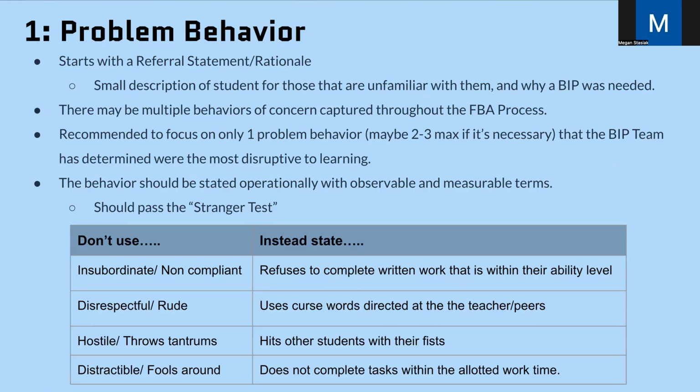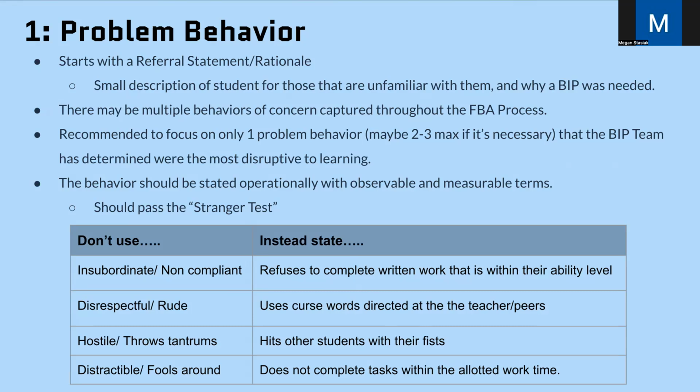Now, when we have the problem behavior stated, it should be stated very clearly and operationally, in observable and measurable terms. Again, this should come out of that FBA. We want to make sure it passes that stranger test, meaning that someone who is completely unfamiliar with the student would be able to read the description and know exactly what that behavior is. So, what would you see and hear?